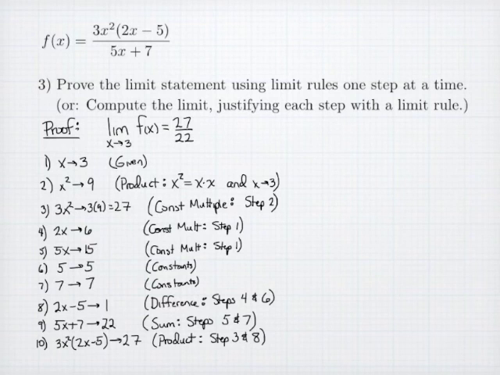And now our final step is to do the quotient. 3x squared times 2x minus 5 was calculated in step 10 with a limit of 27. 5x plus 7 had a limit of 22 calculated in step 9. And so the limit of a quotient is the quotient of the limits. Our final answer is 27/22. We have now successfully proved that the limit of our function as x approaches 3 is 27 over 22 using limit rules one step at a time.